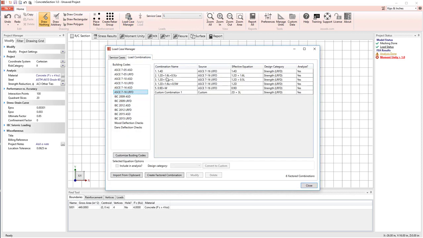If we have loads for dead, live, and other sources, and we look at the load case manager under load combinations, we see that we have several combinations defined based on the building code selected, and I also have a custom combination. Many design scenarios require you to look at these combinations and compare them to the capacity of the cross-section.